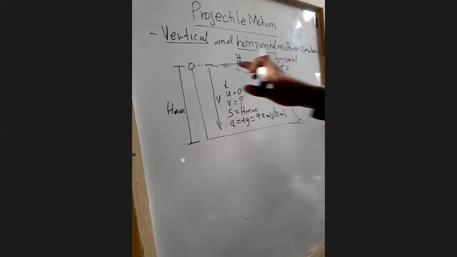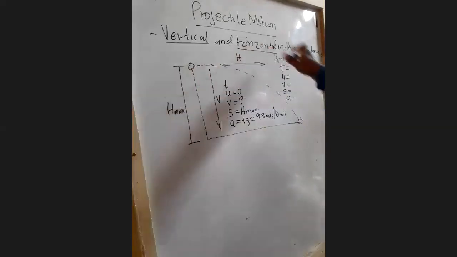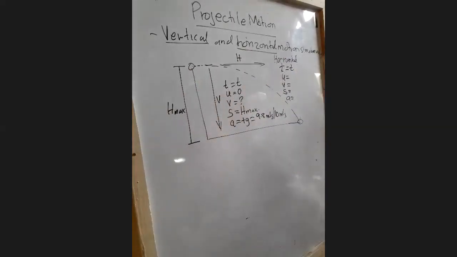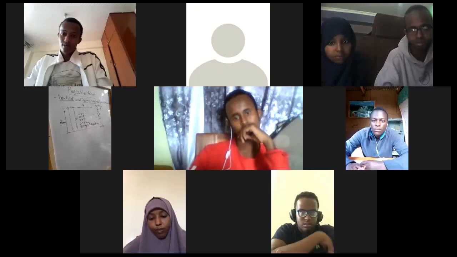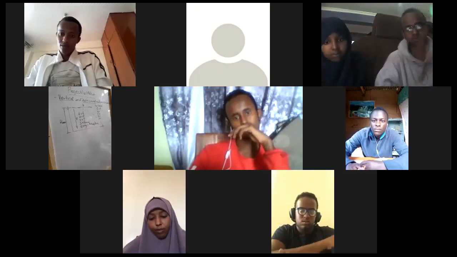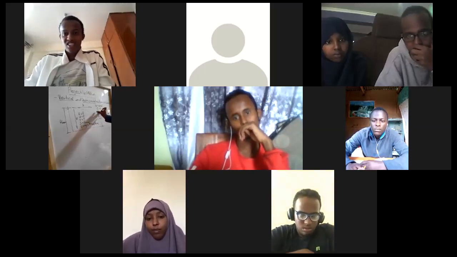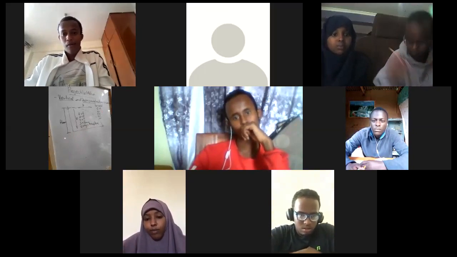And the time taken for it to move until it reaches the ground is the same time the horizontal motion is going to take. So t is equal for both horizontal and vertical. The time taken to reach the ground is the same time it takes to move in the air. Now, for the horizontal we have time, and for the initial velocity, usually we are given it in the question.